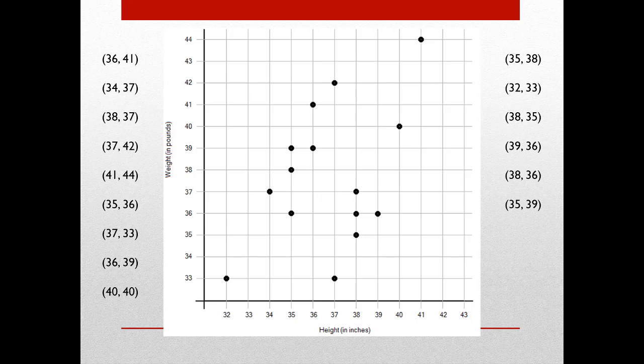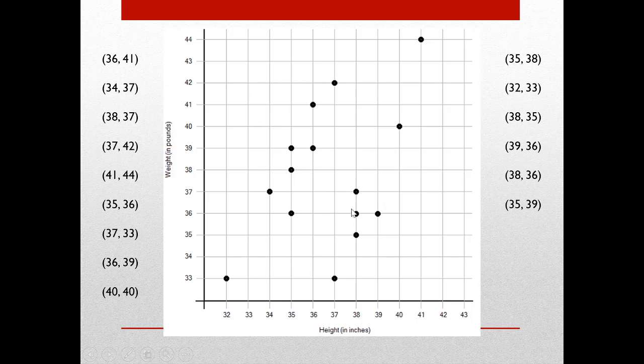If we look at this in the context of the problem, these represented children at a preschool. What we see on this graph in the bottom left is an individual who was 32 inches tall and 33 pounds. That is the smallest child at the preschool. Then at the top right, we have a student that was 41 inches tall and 44 pounds. This would be the largest child at the preschool. Those two children tend to be away from the center of the data, so they might be outliers.